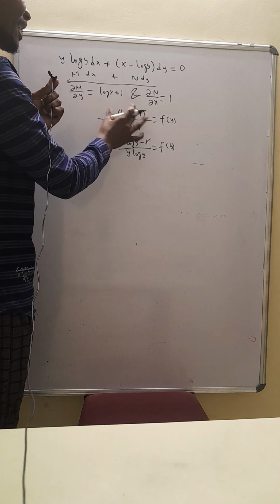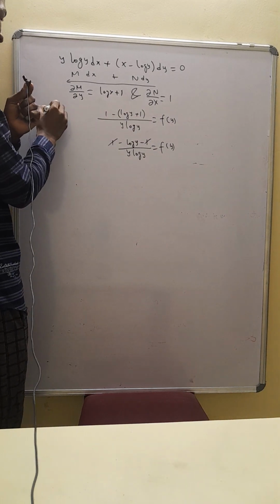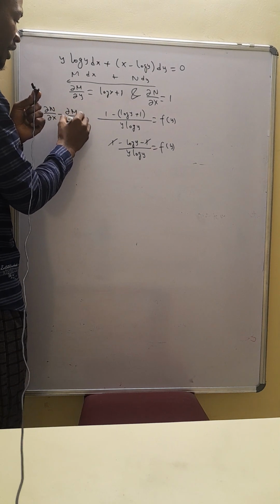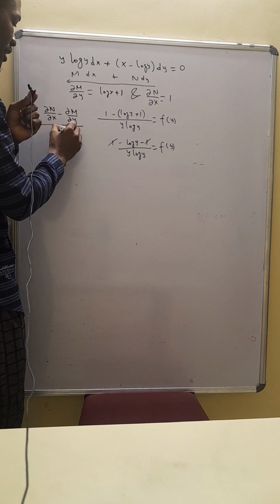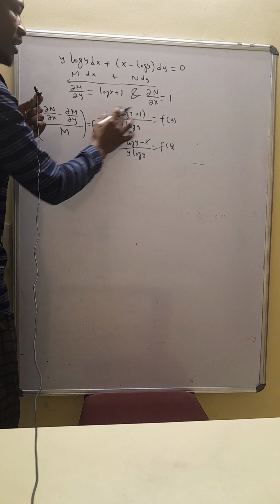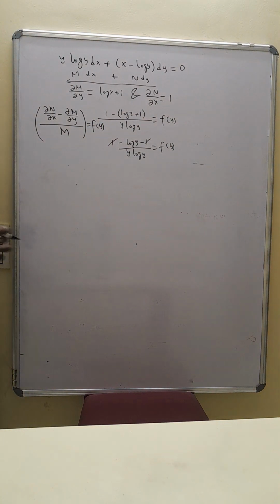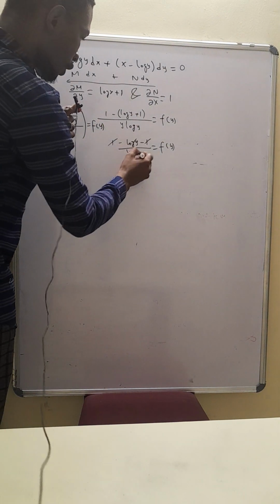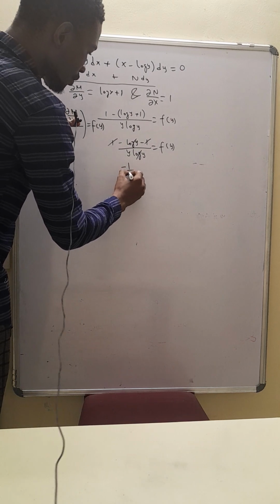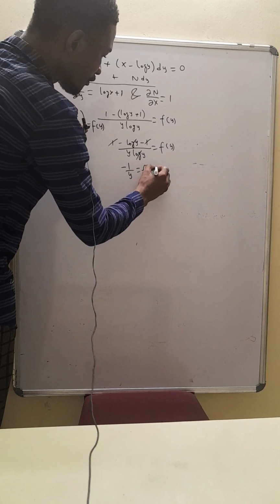Because what did I do here? I did del n, del x minus del m, del y, divided by m. And this must be a function of y. This is what I did. So the log and log will be cancelled. So it will be minus 1 upon y. That is a function of y.